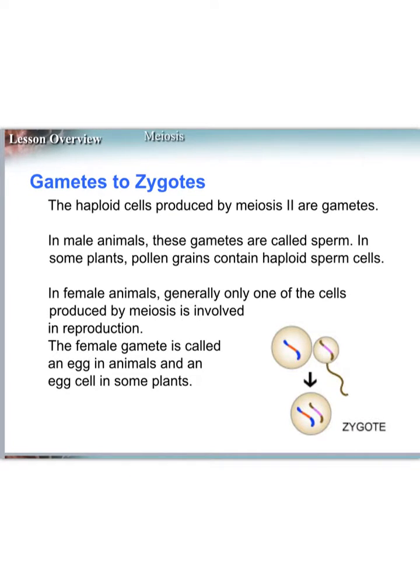The haploid cells produced by meiosis 2 are gametes. In male animals, these gametes are called sperm. In some plants, pollen grains contain haploid sperm cells. In female animals, generally only one of the cells produced by meiosis is involved in reproduction. The female gamete is called an egg in an animal and an egg cell in some plants.